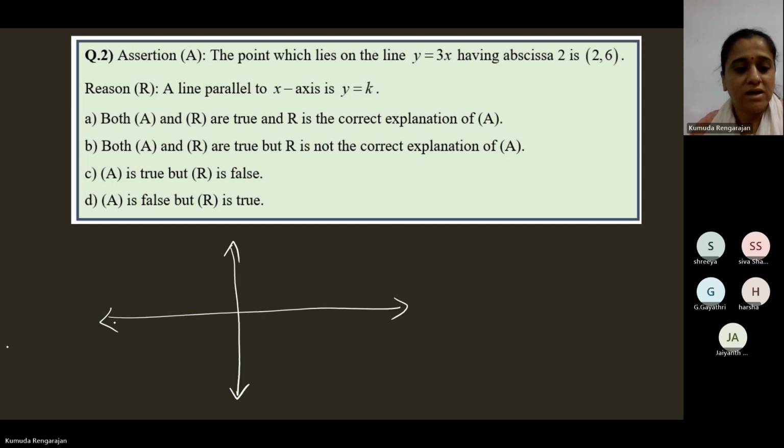Now, this is the x-axis, right? Now, tell me, this point is (1, 0). What about this? (2, 0). What about this one? (-1, 0). What about this one? (-2, 0).